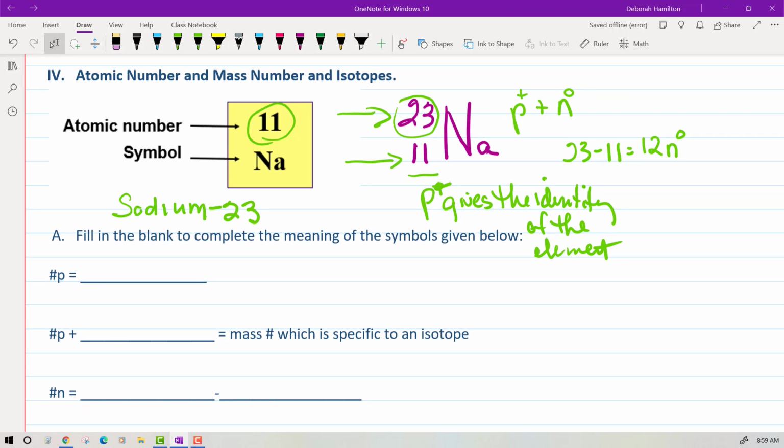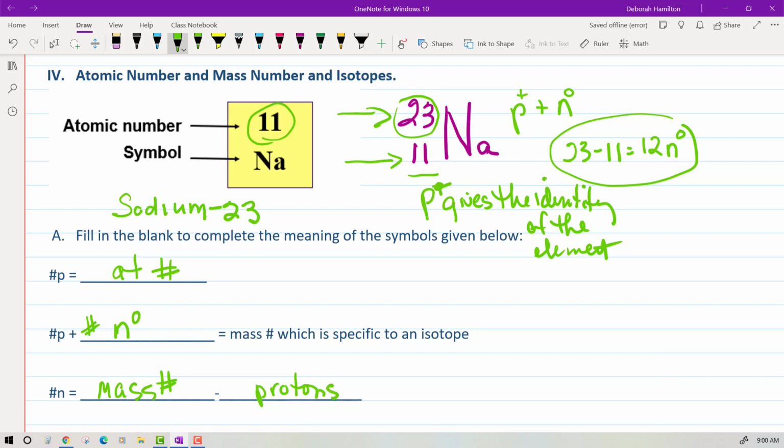Here are just a few questions about filling in the blank to complete the meaning of the symbols. Number of protons. Which one is that one? I hope you said atomic number. Protons plus what gives you the mass number? That will be your neutrons, the number of neutrons. And then finally, to find neutrons, what did we do over here? We subtracted protons from the mass number. It's that simple.